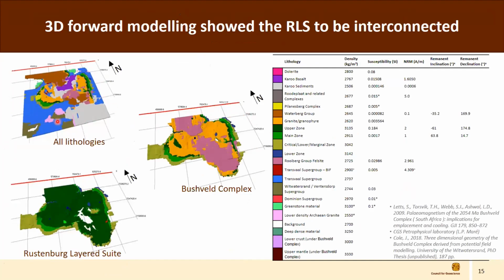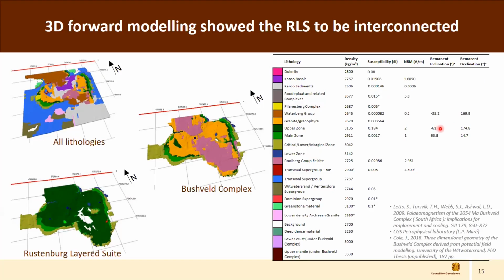And these are all the lithologies, and then this is just the Bushveld, and then just the Rustenburg Layered Suite modeled as a connected sort of cell type or sheet or intrusion, a connected body, let's put it like that. This is the physical properties that I used.